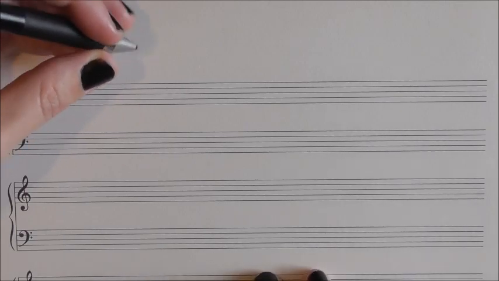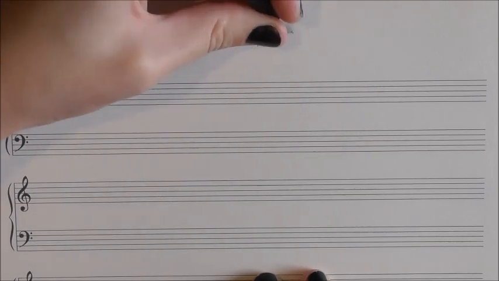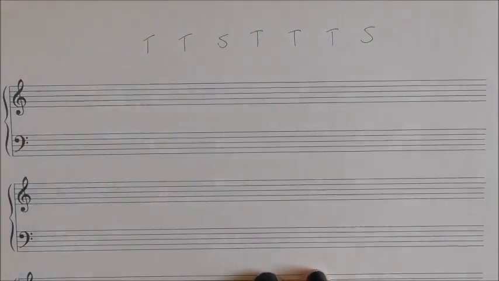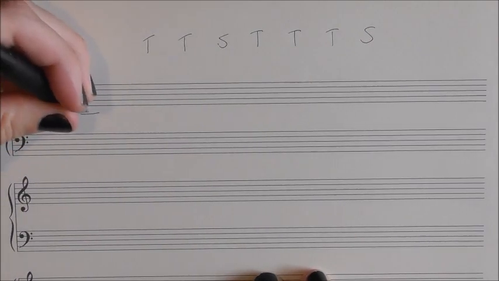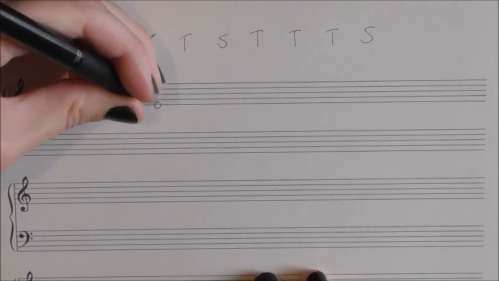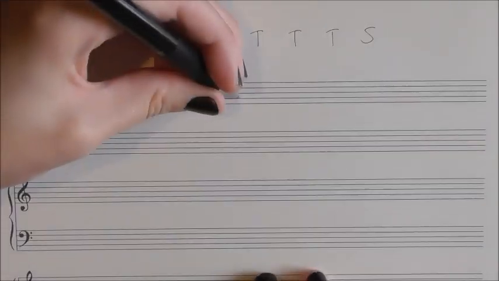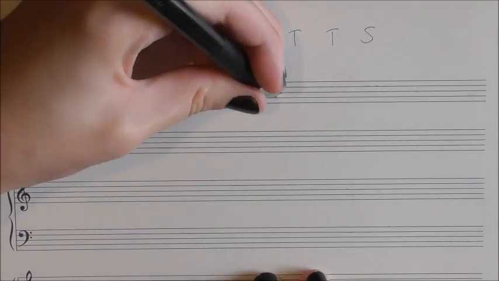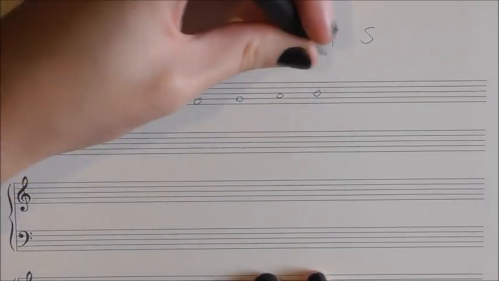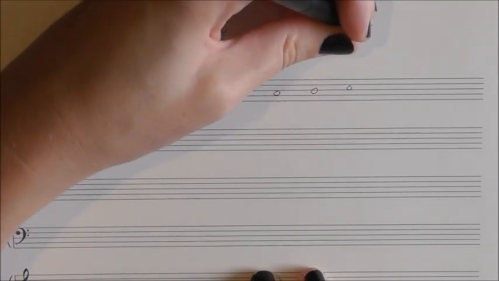So remember, to write your major scale, you've got tone, tone, semitone, tone, tone, tone, semitone. Okay, and then we've got C, we go up a tone, D, up a tone again, E, up a semitone, F, up a tone, G, again a tone, A, up a tone, B, and then up a semitone, which will be C.